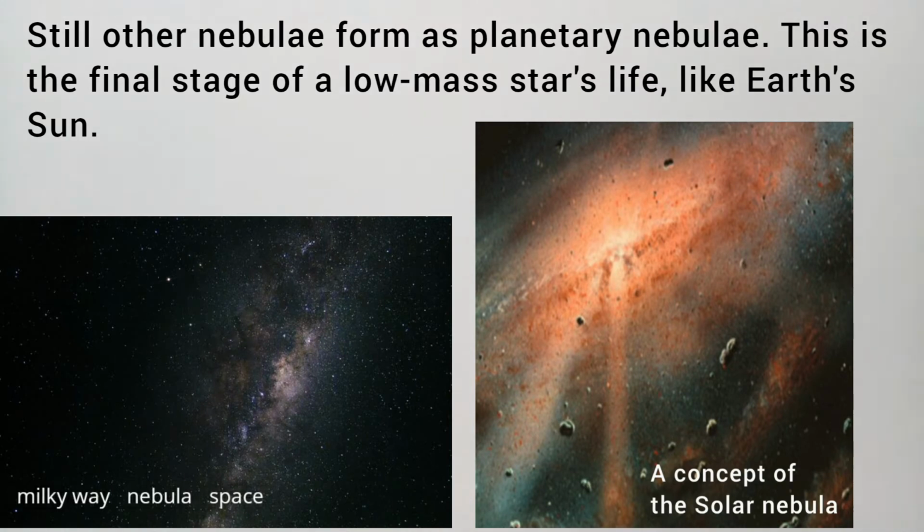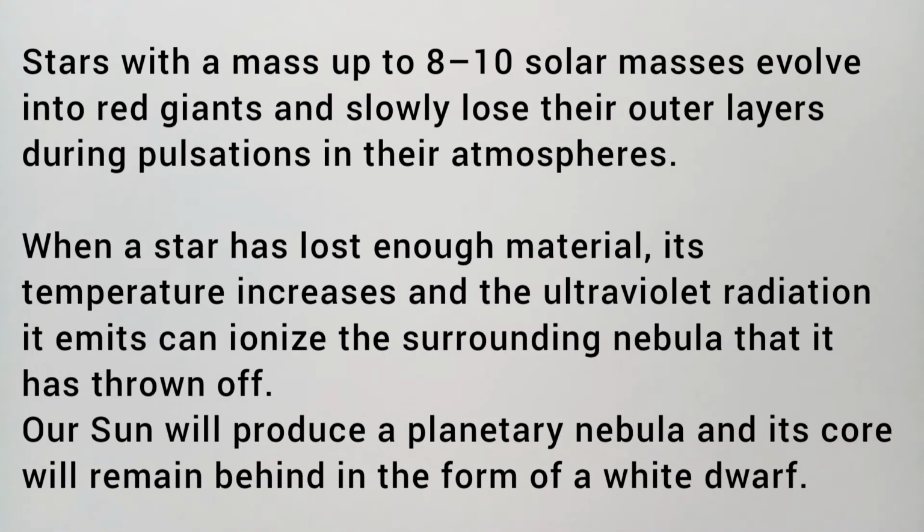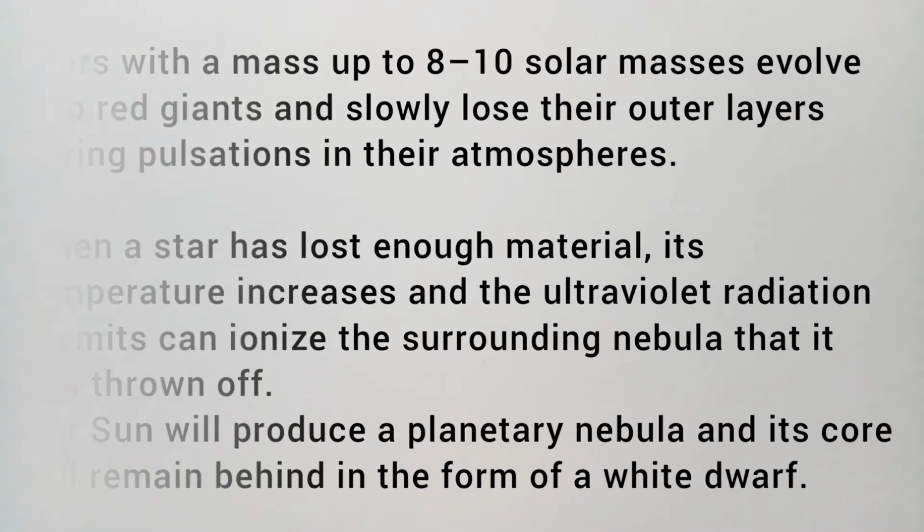Still other nebulae form as planetary nebulae. This is the final stage of a low-mass star's life, like Earth's Sun. Stars with a mass up to 8 to 10 solar masses evolve into red giants and slowly lose their outer layers during pulsations in their atmospheres. When a star has lost enough material, its temperature increases and the ultraviolet radiation it emits can ionize the surrounding nebula that it has thrown off. Our Sun will produce a planetary nebula and its core will remain behind in the form of a white dwarf.